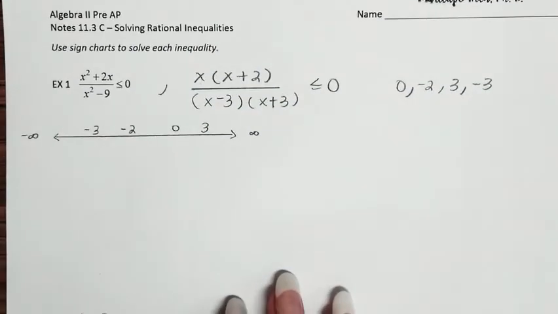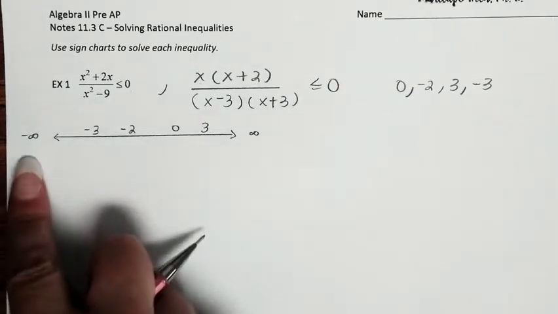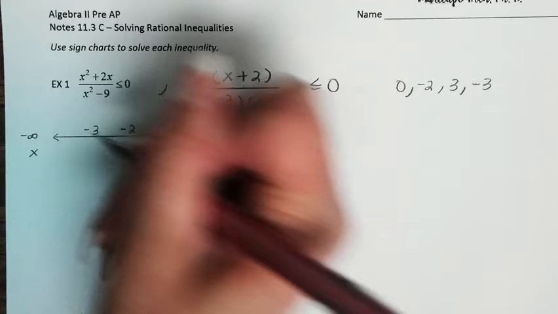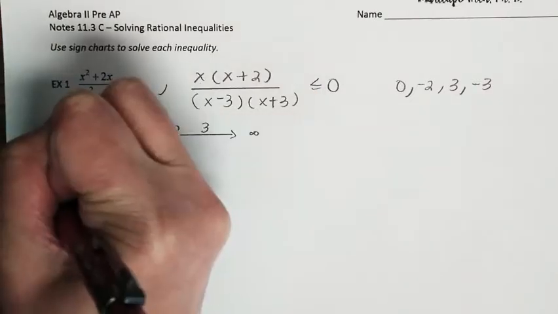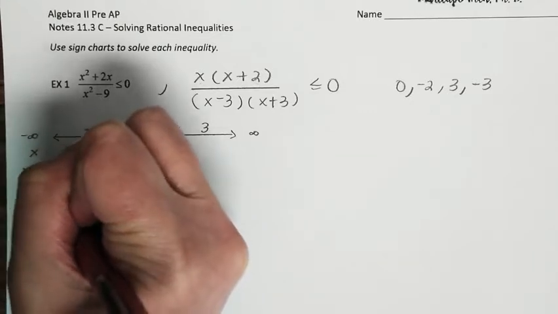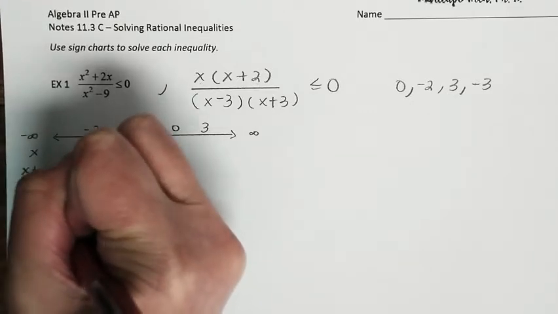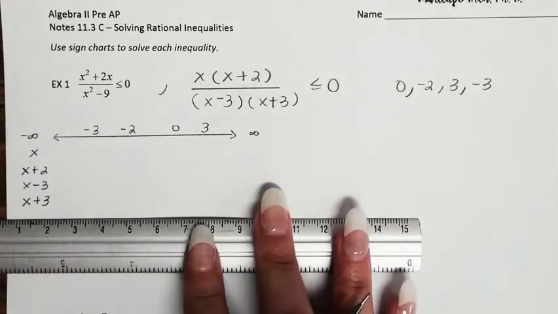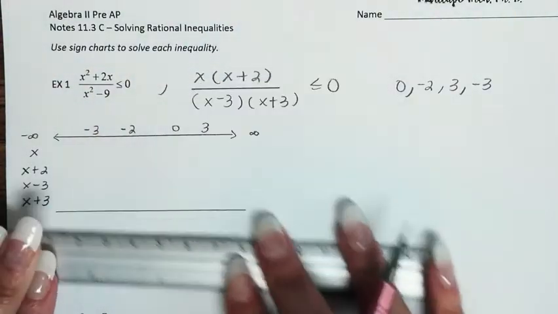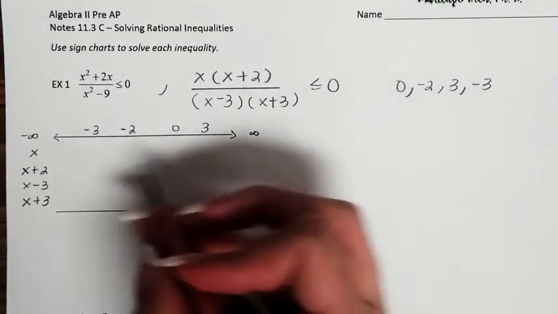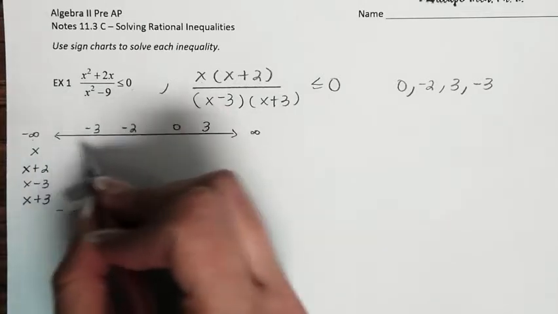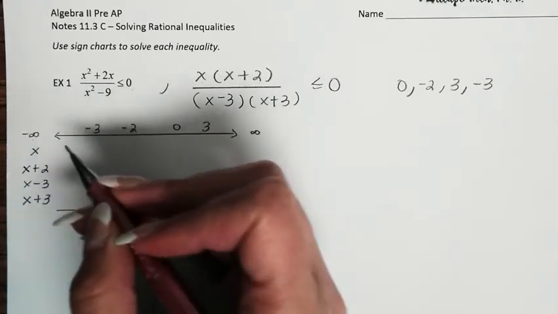So after that, what I'm going to do is list all my factors here. In this case I have x, then I have x plus 2 as my second factor. The third factor is x minus 3, and the fourth factor is x plus 3. Then I'm just going to draw a line to keep things organized here. Okay, so what are we going to do? I'm going to select a number in between negative infinity and negative 3, without including the extremes, meaning I can select negative 4.